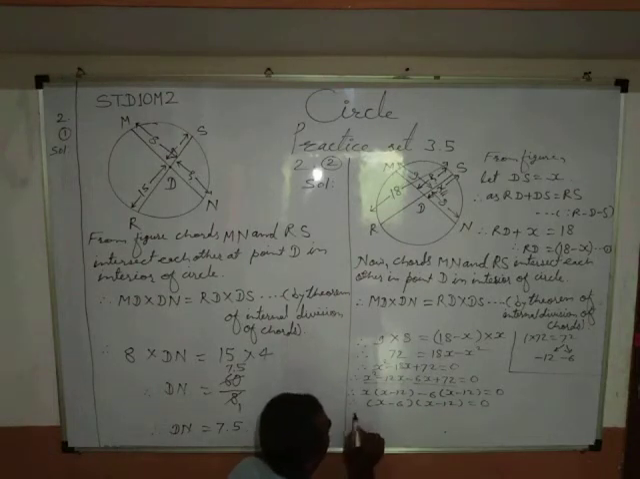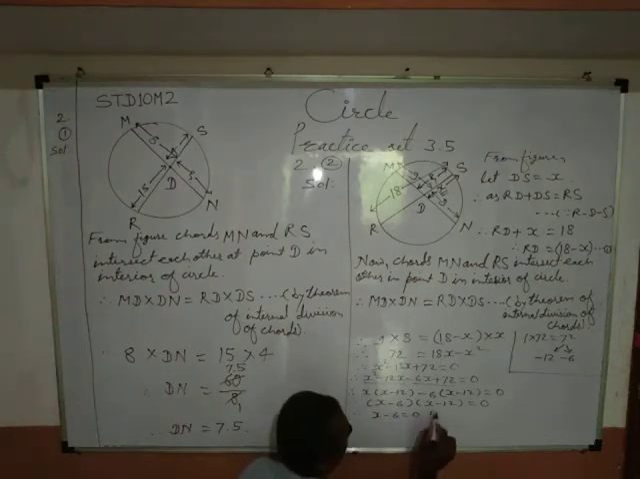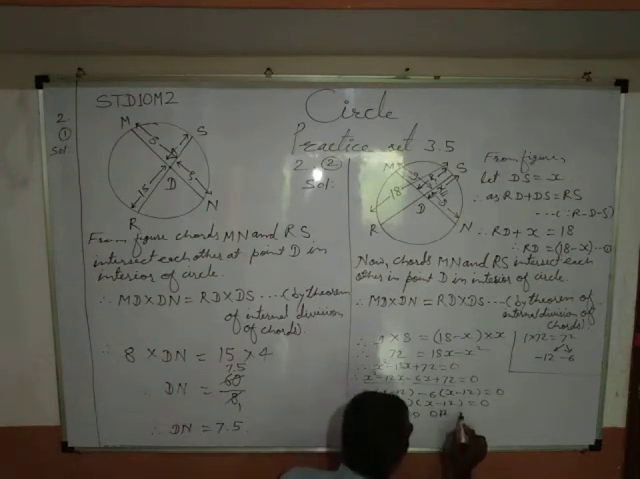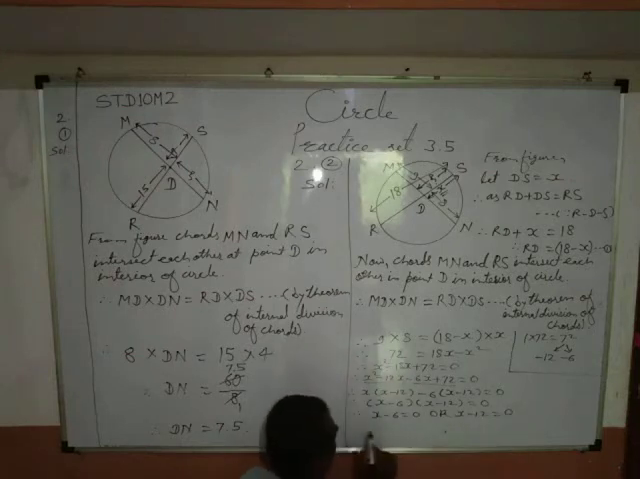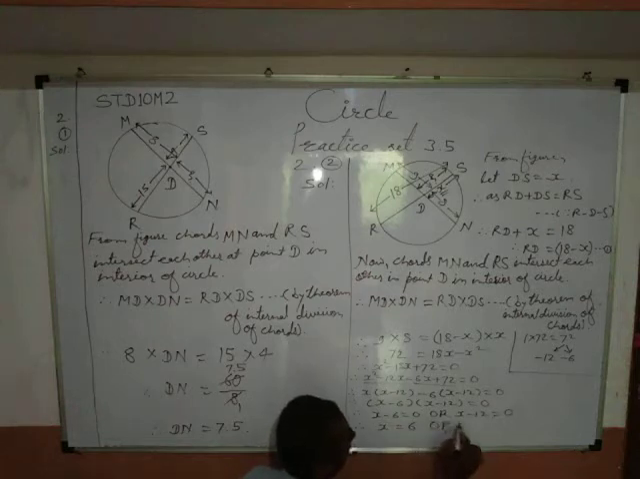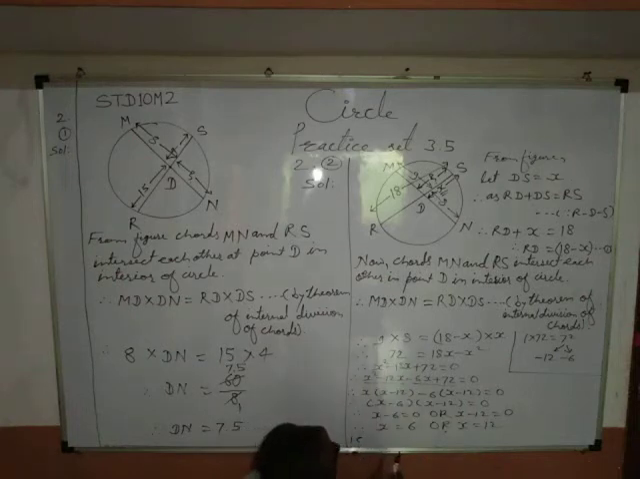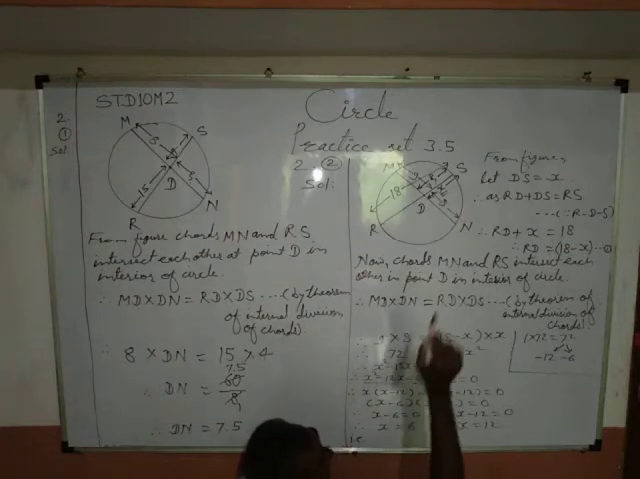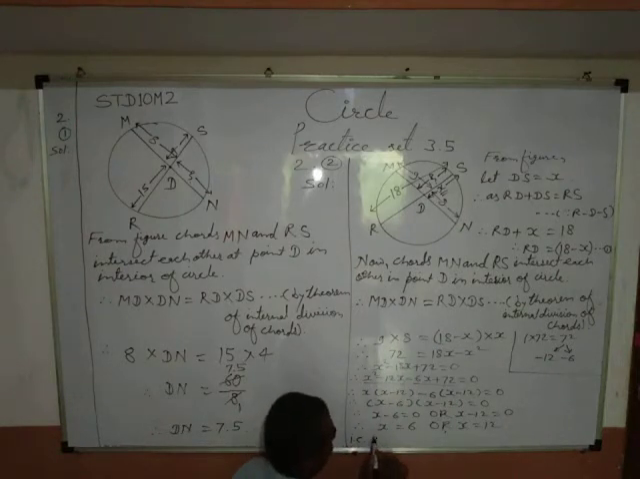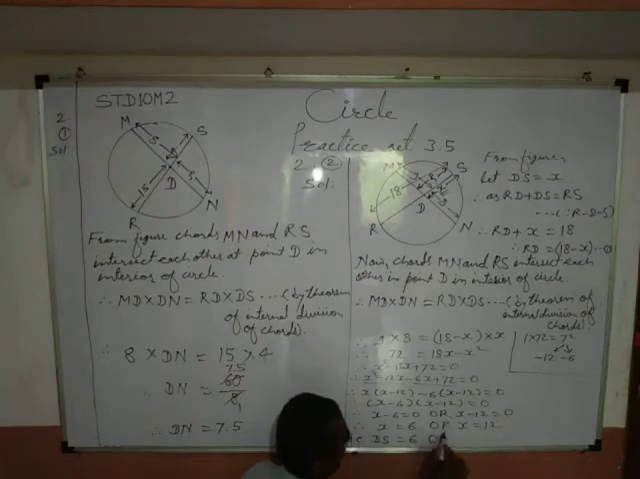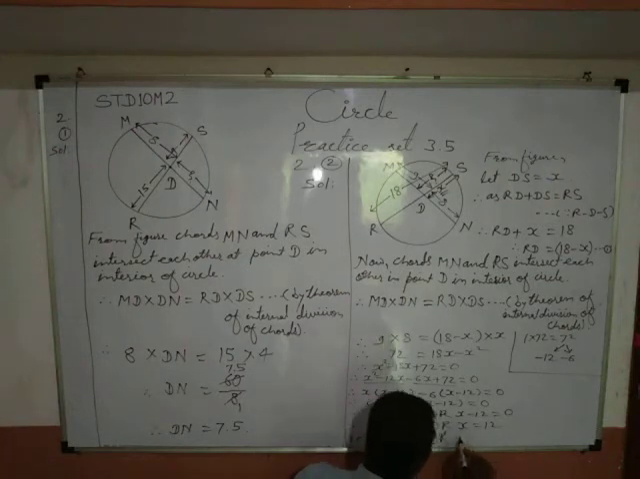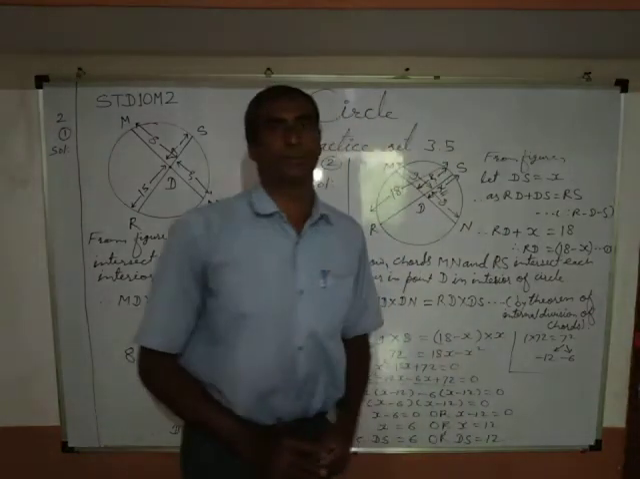equal to 0, and therefore x minus 6 equal to 0 or x minus 12 equal to 0, and therefore x equal to 6 or x equal to 12. That is, yes, we are interested to find the length of DS, which we considered as x, that is DS equals 6 or DS equals 12. Hence the solution.